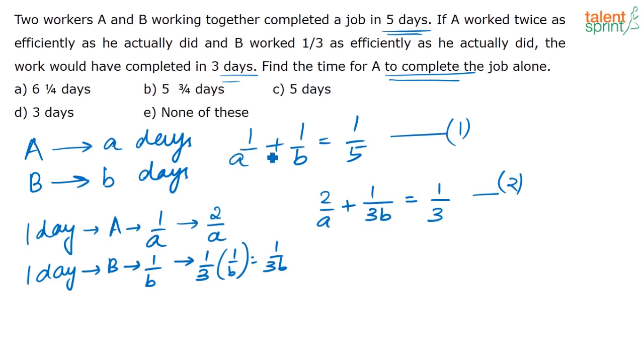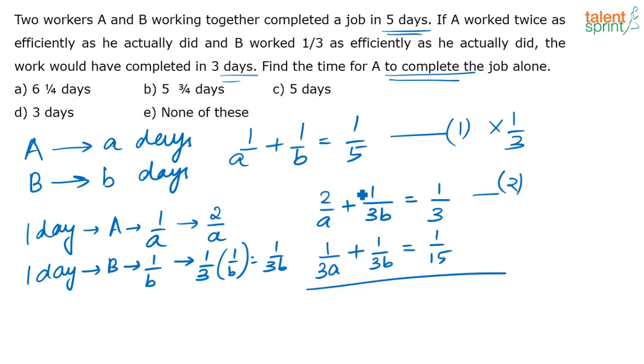So I multiply the first equation by 1 by 3. If I multiply this equation by 1 by 3, what do I get? Basically I want 1 by 3b here also, so I can eliminate it. It is 1 by 3a plus 1 by 3b is equal to 1 by 15, correct? So if I subtract these two, I get 2 by a minus 1 by 3a is equal to 1 by 3 minus 1 by 15.